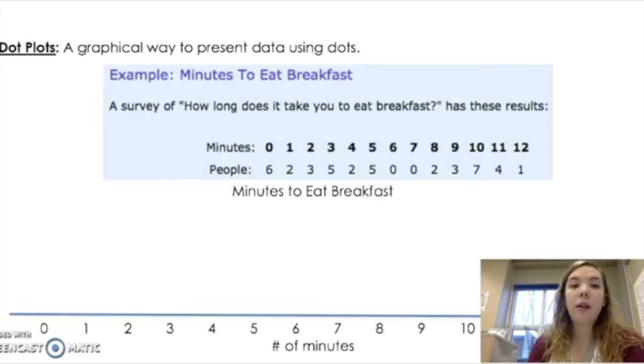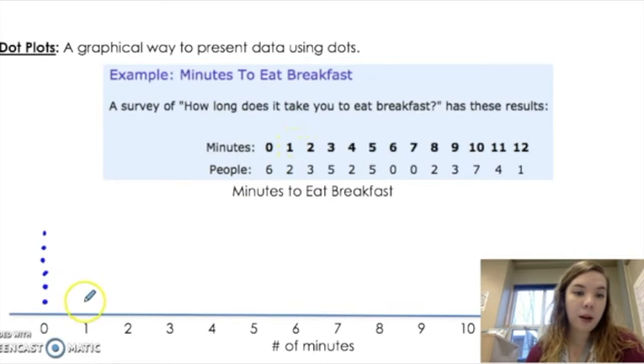So we're going to start with dot plots, which is a graphical way to represent your data. So here it says, how long does it take you to eat breakfast? So 6 people said 0 minutes. Those people probably didn't eat at all. So I need to make 6 dots above 0.